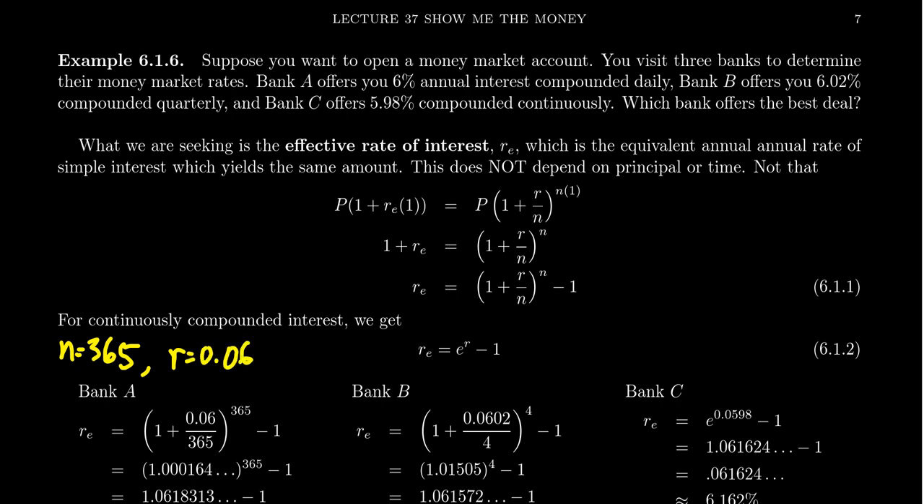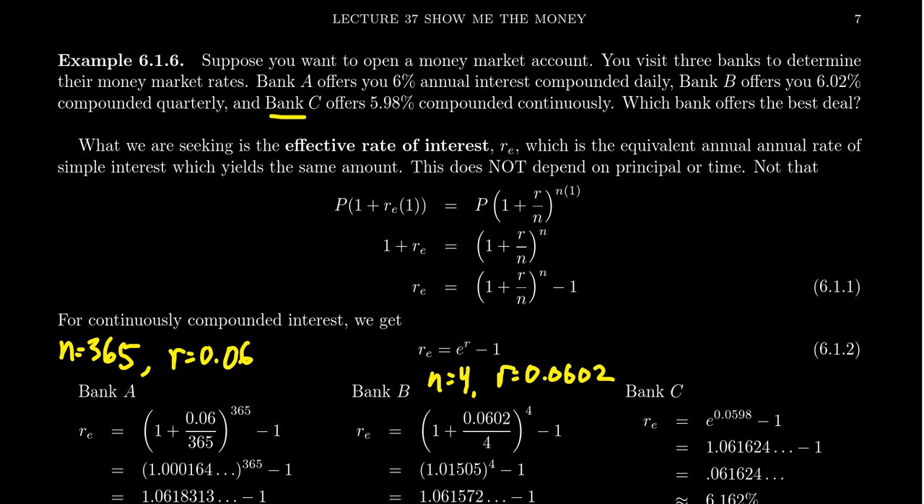Let's see. Bank B is going to offer you a 6.02% interest rate, but it's compounded quarterly. All right, well, how does that affect things? So your compounds will be four, dramatically smaller than we saw for daily interest. But your interest rate's better. R equals 0.0602, but it's only a little bit better. How does that affect things? Well, we're going to see in a moment.